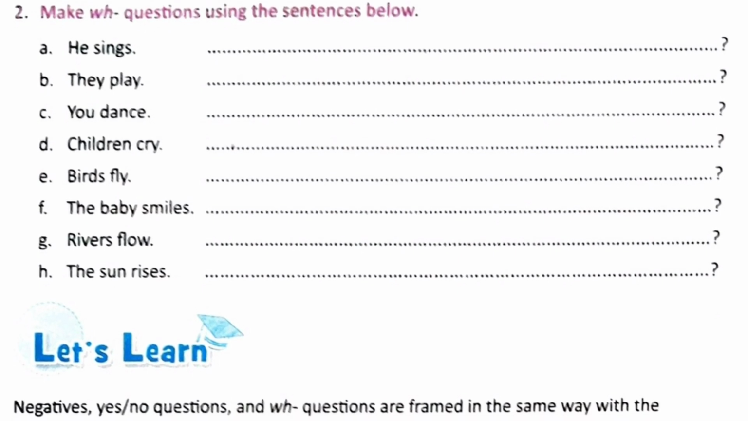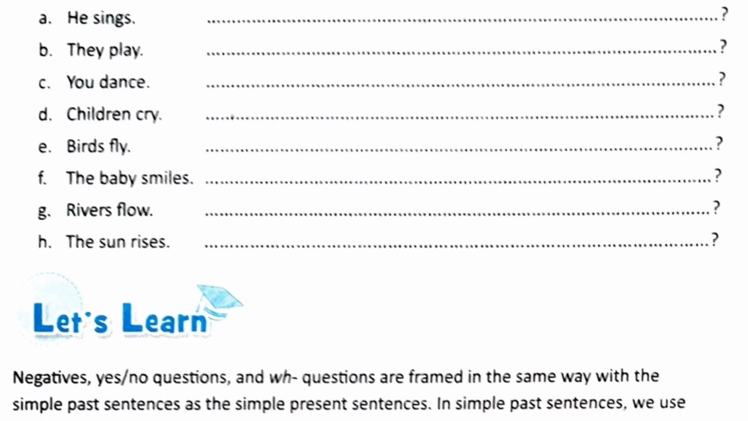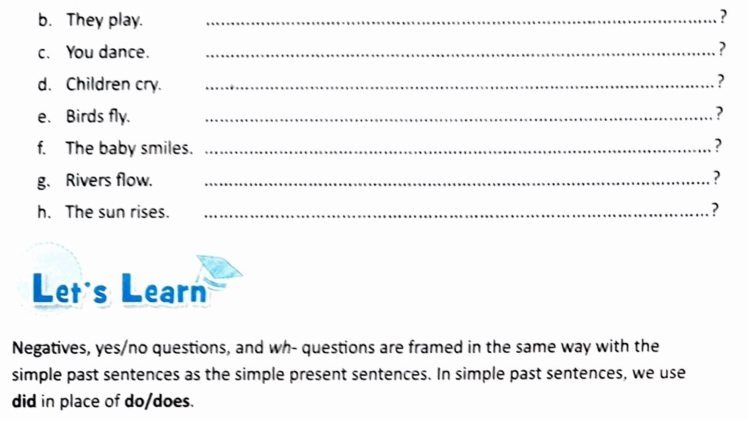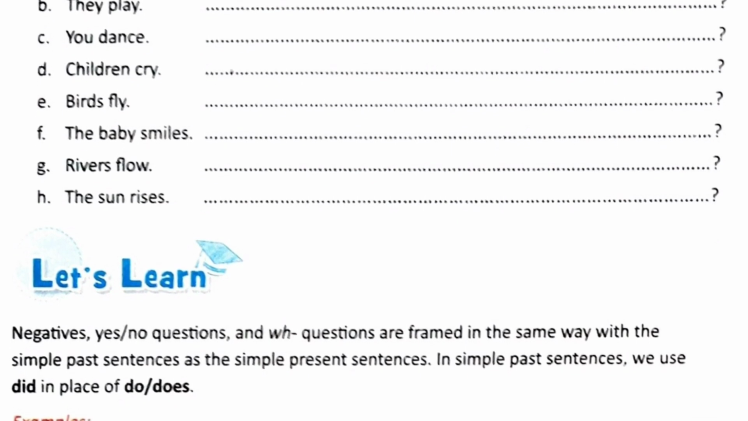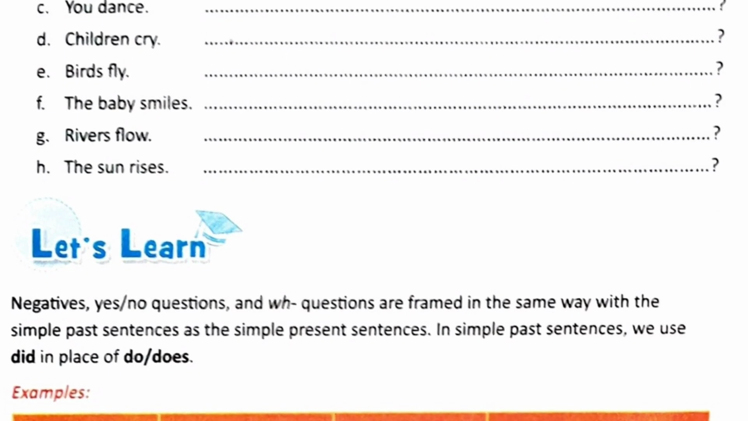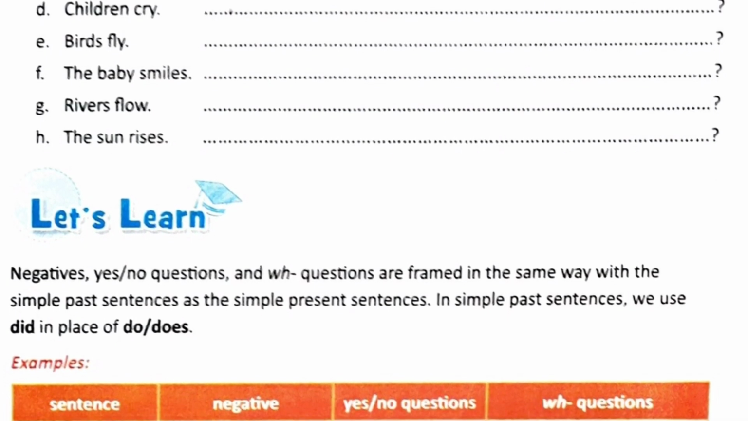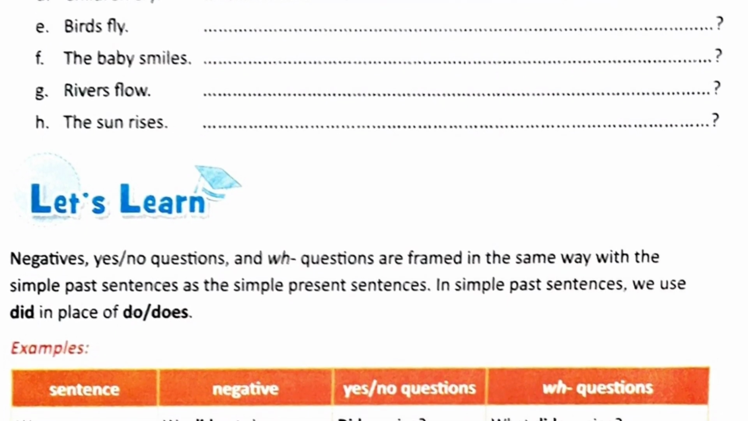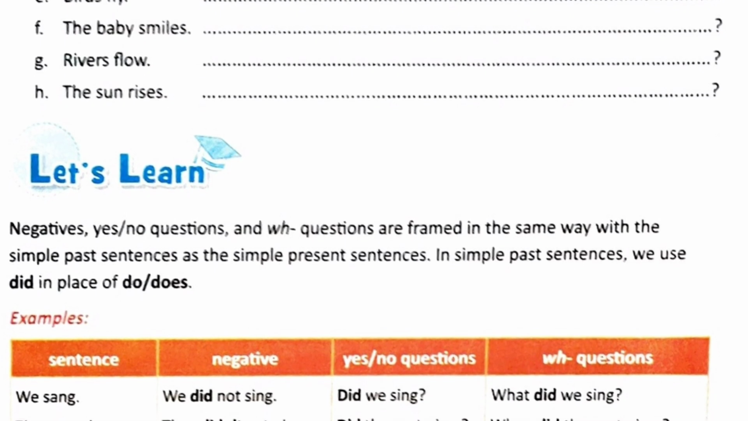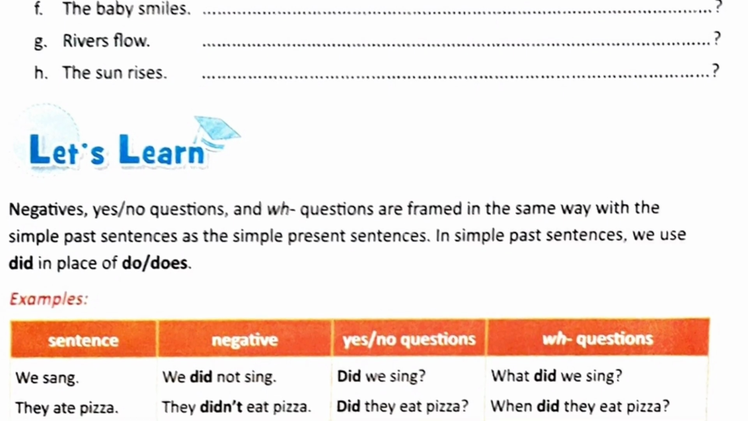Next we move on to framing negatives, yes-no questions and WH questions in the past tense. So let's look at the let's learn section. Negatives, yes-no questions and WH questions are framed in the same way with the simple past tense as the simple present tense. In simple past sentences, we use "did" in place of "do" or "does." So we need not worry about "do" or "does" because in simple past tense, we use "did" whether the subject is singular or plural. Now let's look at the examples given over here.